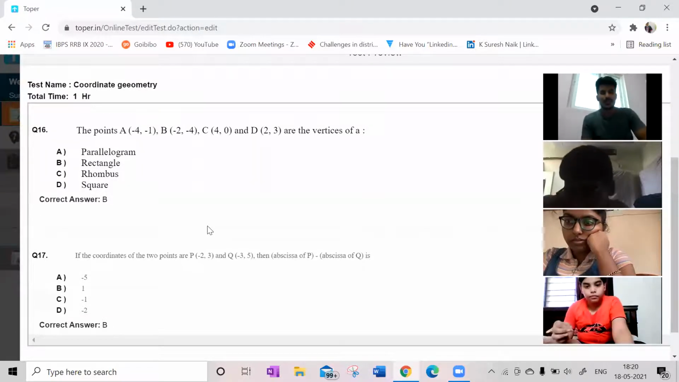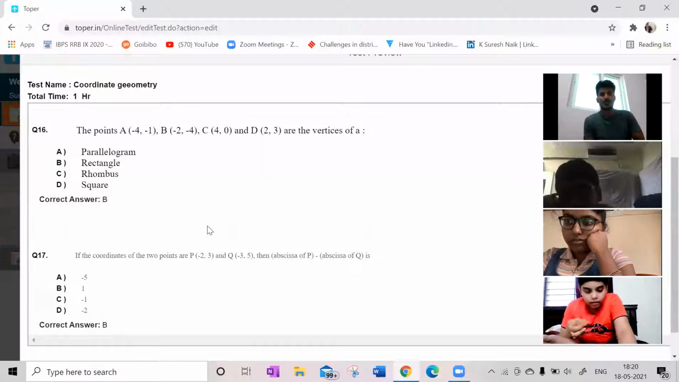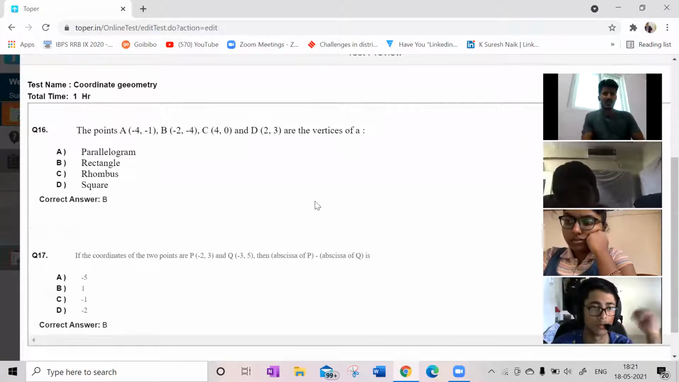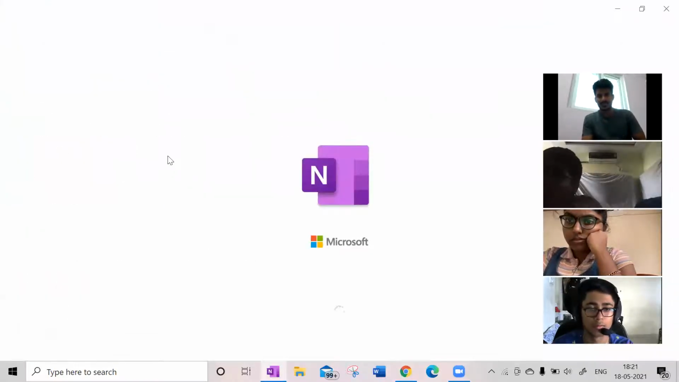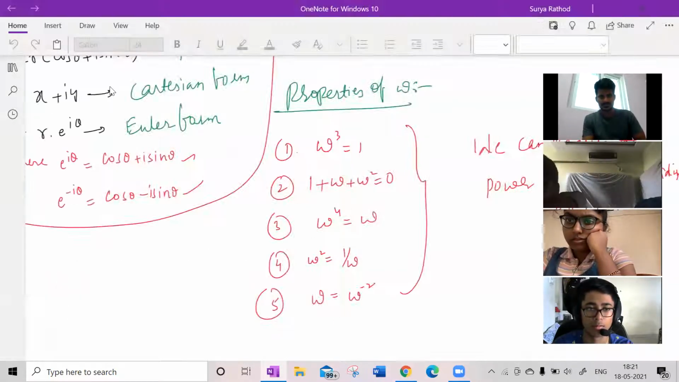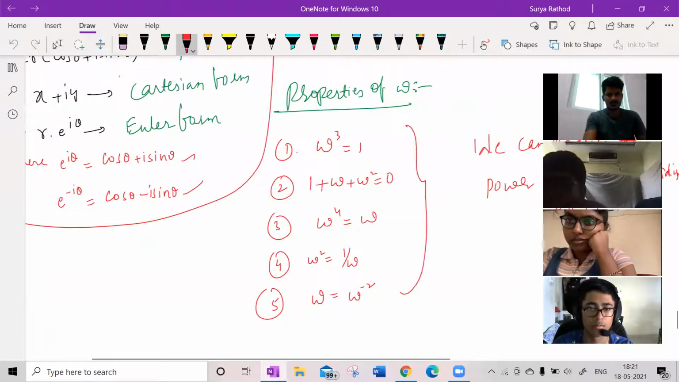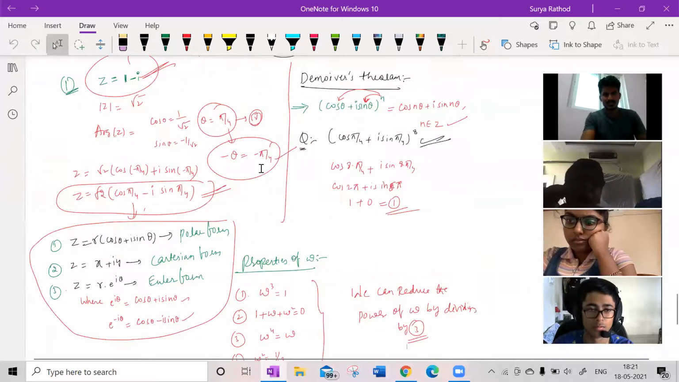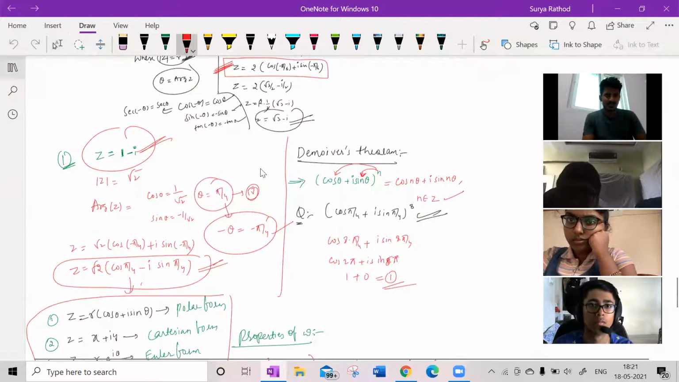The points (-4, 1), (-2, -4), (-4, 0), (2, 3) are the vertices of a what? One second, let me share the screen. Don't be scared, this is not yours, it is your 11th standard.